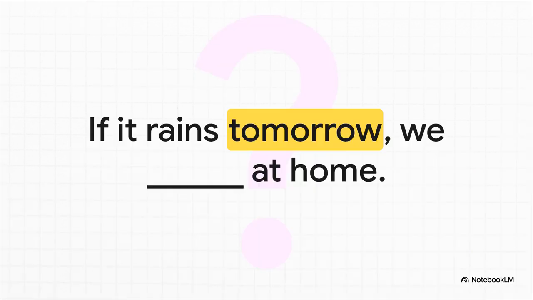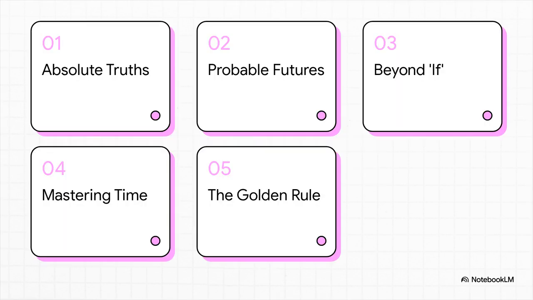All right, let's jump right in with a little puzzle. How would you finish this sentence? "If it rains tomorrow, we blank at home." Go ahead, fill in that blank in your head. Whatever answer just popped in there, hang on to it, because we're about to figure out the rule that proves whether you nailed it.